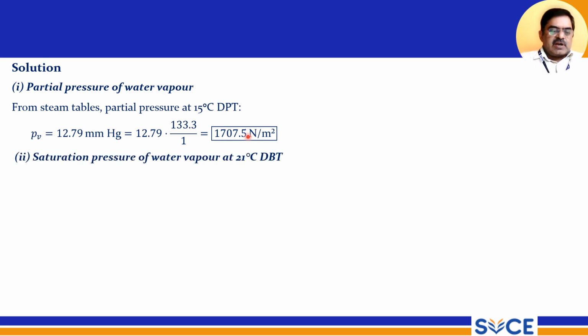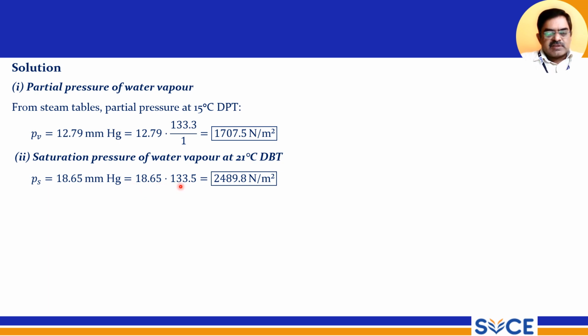And now saturation pressure. The next parameter to find in this problem is the saturation pressure of water vapor at 21 degrees Celsius, the dry bulb temperature. So PS is equal to the saturation pressure, that is equal to 18.65 mm of Hg. So that is equal to 18.65 into 133.5, which is equal to 2489.8 Newton per meter square.